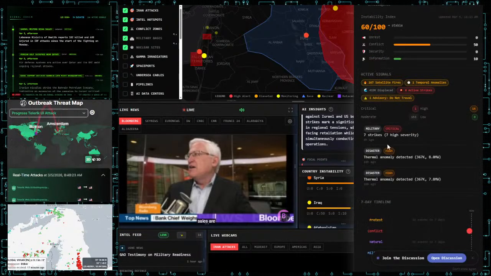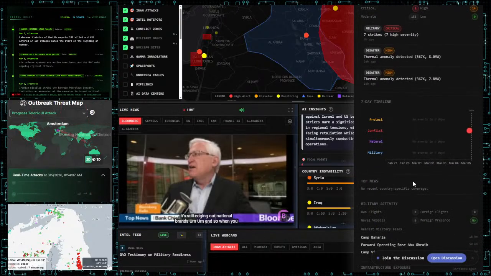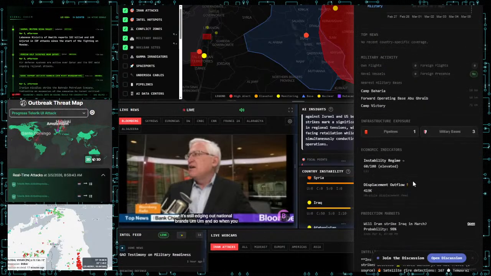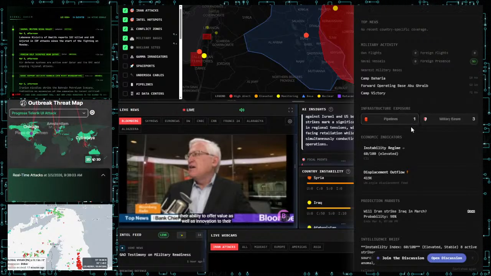7 strikes, high severity. Thermal anomaly detected. Interesting. Satellite thermal anomalies. Pipelines, infrastructure exposure, military bases, 1 big pipeline. Oil's about to get a little bit unstable, guys.